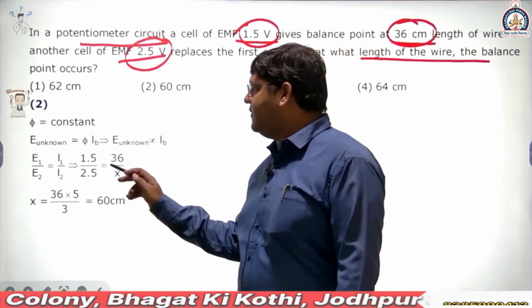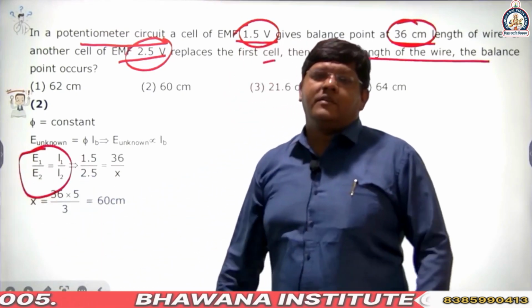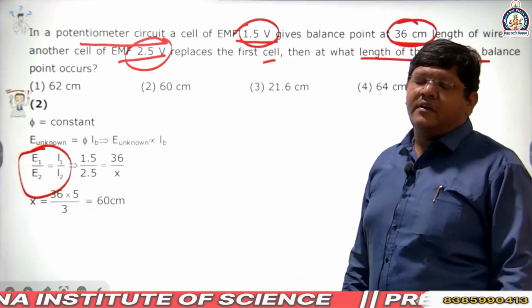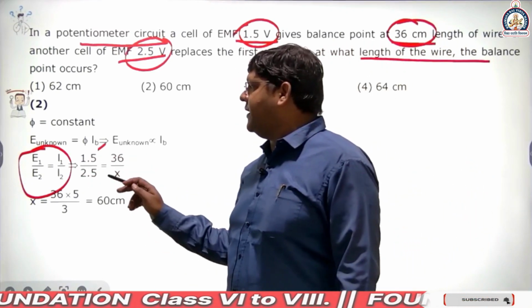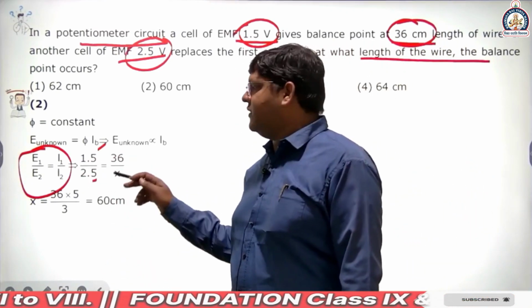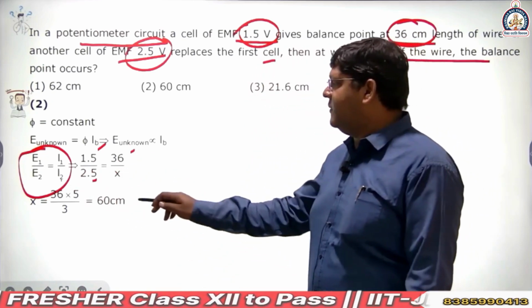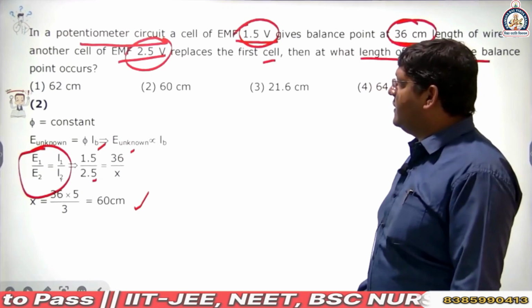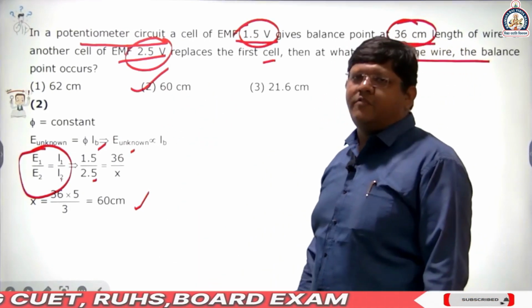The simple relation between these is E1 upon E2 is equal to L1 upon L2. This is the required relation between EMF and the balancing length. E1 is given as 1.5, E2 as 2.5, first balancing length is 36. We have to calculate the other balancing length, that comes out to be 60 centimeter. That is our option number 2. This is simply the application of the concept of potentiometer.